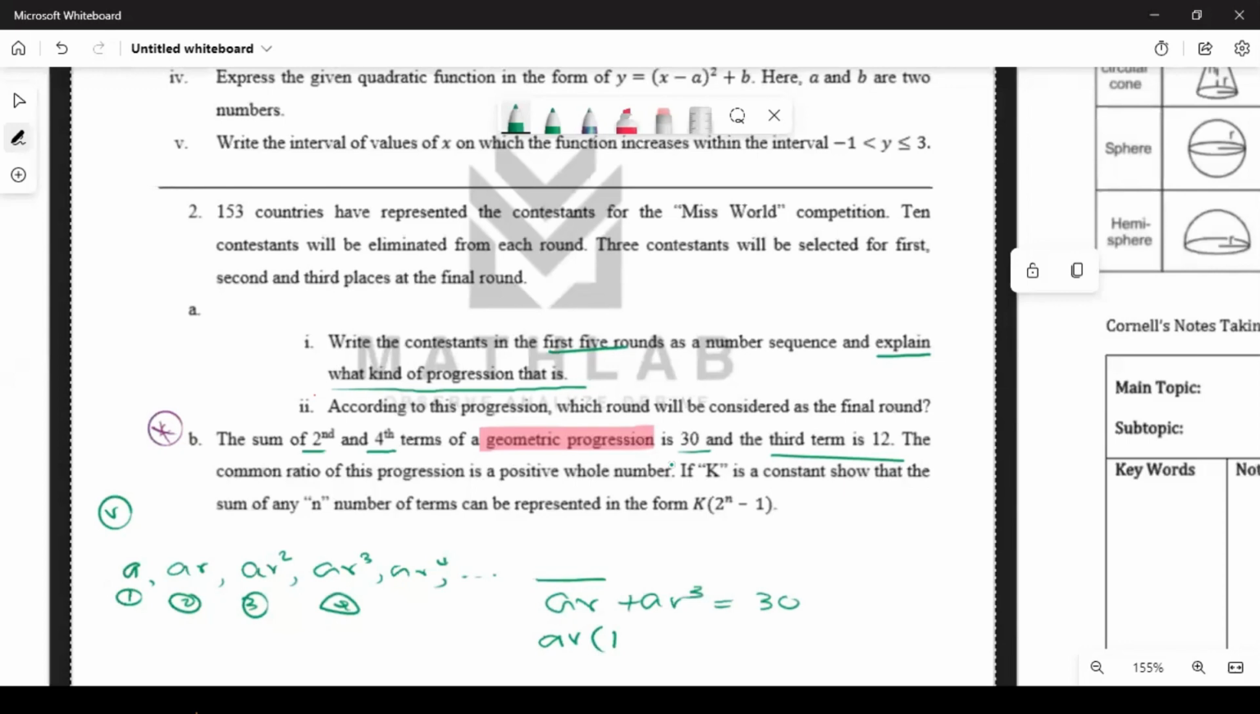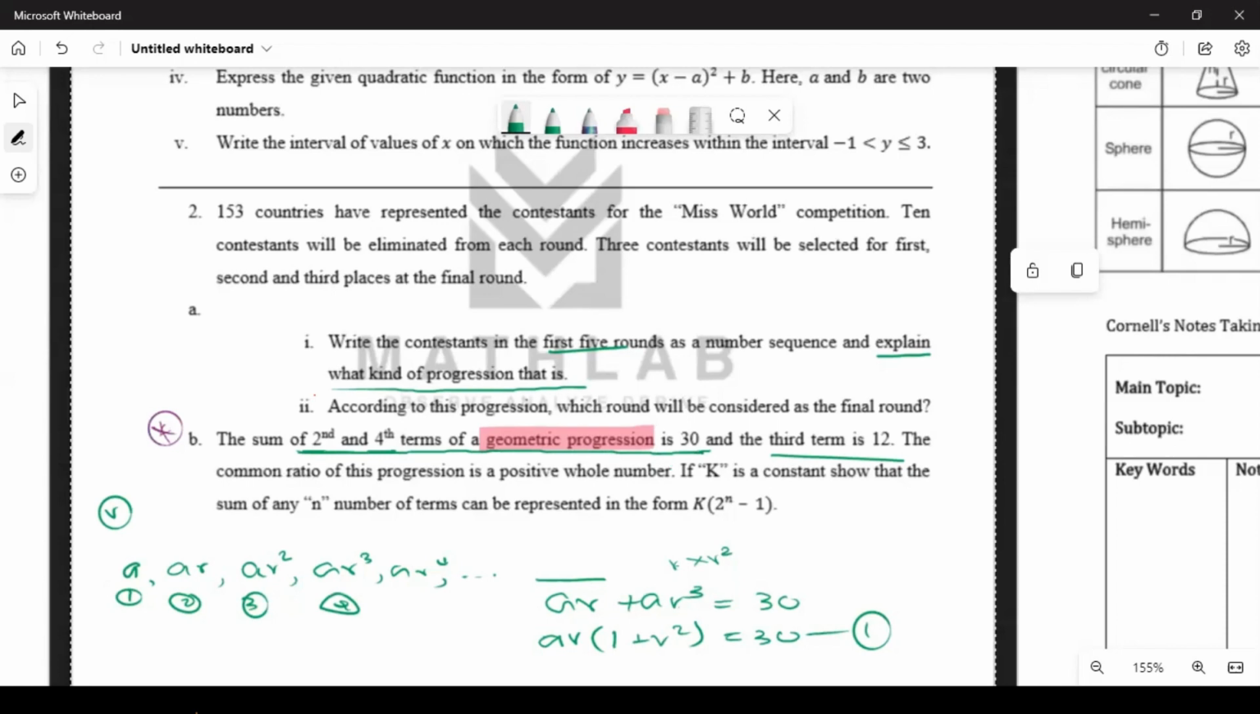From R cube, which is R into R square, if you take R outside, R square is remaining inside the bracket. This is equal to 30. So this is my first equation. From this sentence, I derive this first equation.